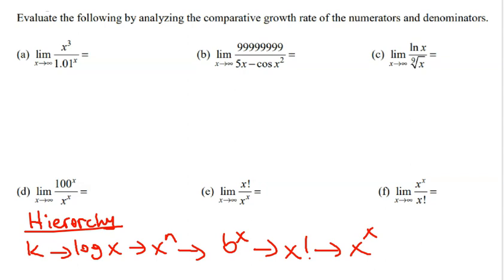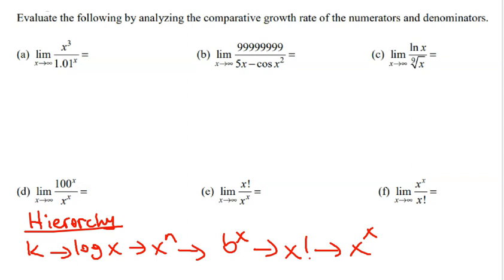This hierarchy tells me that if I go from the constant number all the way to x to the power of x, we're going to see the growth rate increase from left to right, so the functions are going to grow faster. For example, logarithm x has a faster growth rate than the constant number, and factorial has a lesser growth rate than x to the power of x. We're going to take this hierarchy into consideration when we find limits of functions at infinity. All right, let's get started.